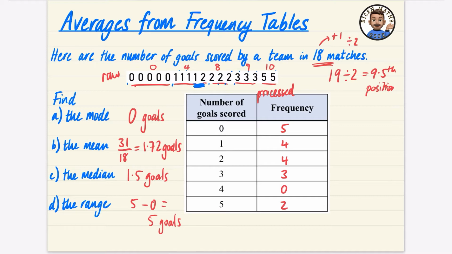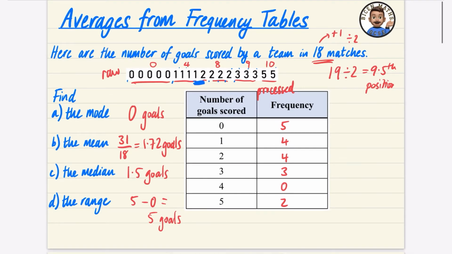So let's try and see how we can tell what the mode is. The mode is 0 goals, and that's because it has the highest frequency. So I can say here that the mode, when you look at it from a table, is the one with the highest frequency.